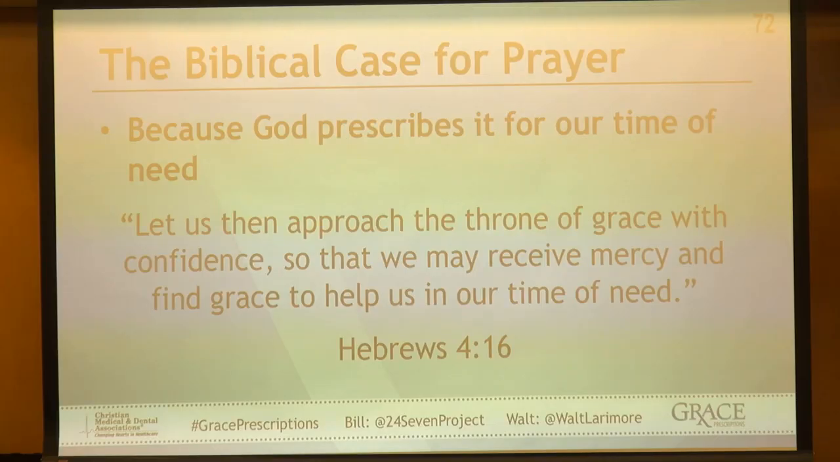He also prescribes prayer in time of need. Hebrews 4 says, let us approach the throne of grace with confidence so that we may receive grace and mercy in time of need.